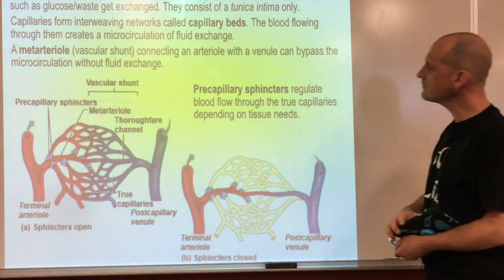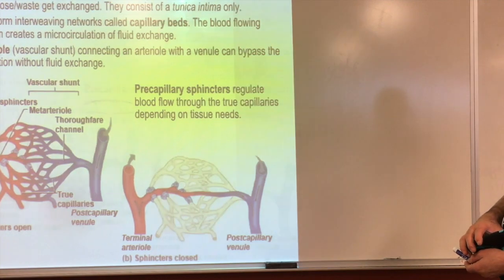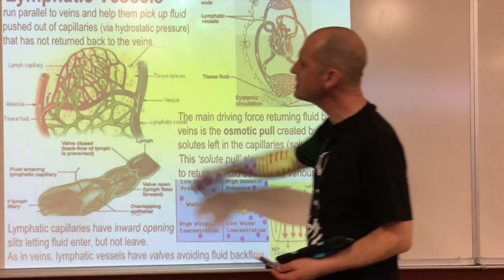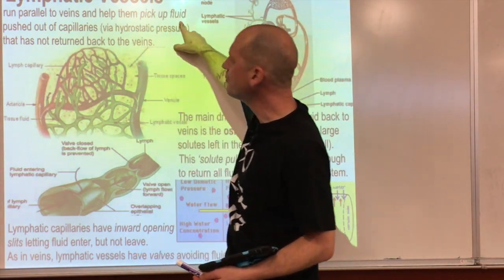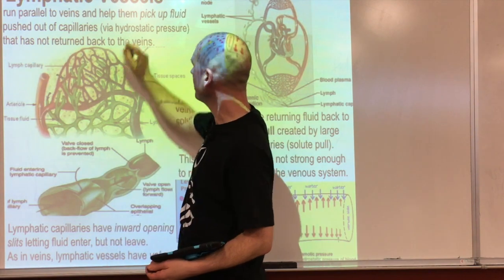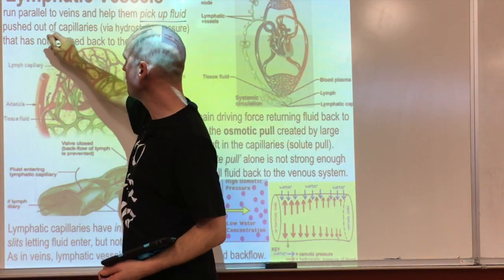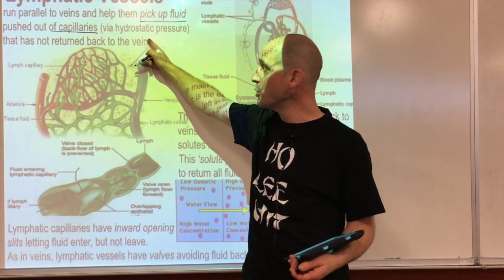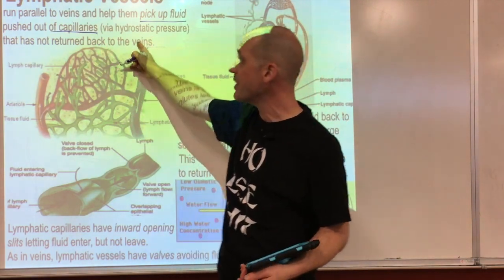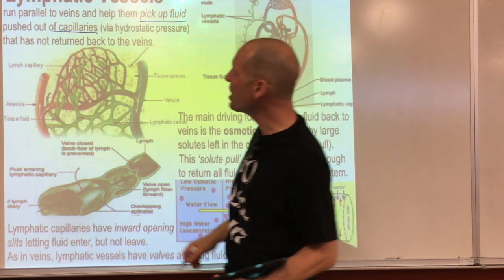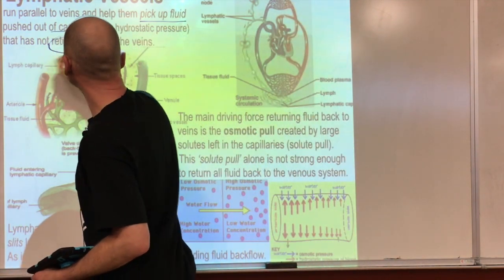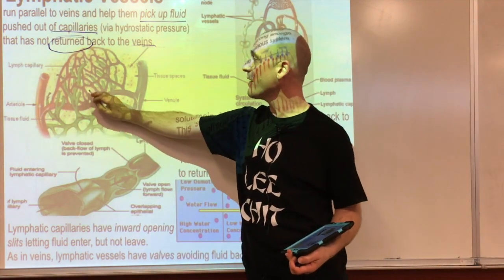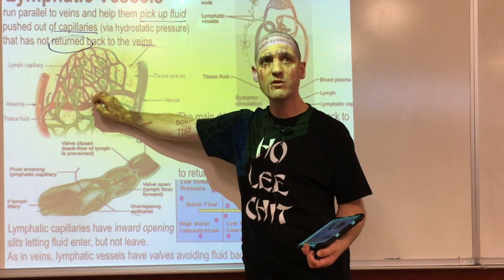Oh look, and there's the lymphatic vessels. They run parallel to the veins, and they help the veins pick up fluid that is pushed out of capillaries. The fluid is pushed out via hydrostatic pressure, that's that blood pressure. But how are we going to let the fluid return to the veins? If it's inside the tissue, swept out of the capillaries, how is it going to go back into a vein?